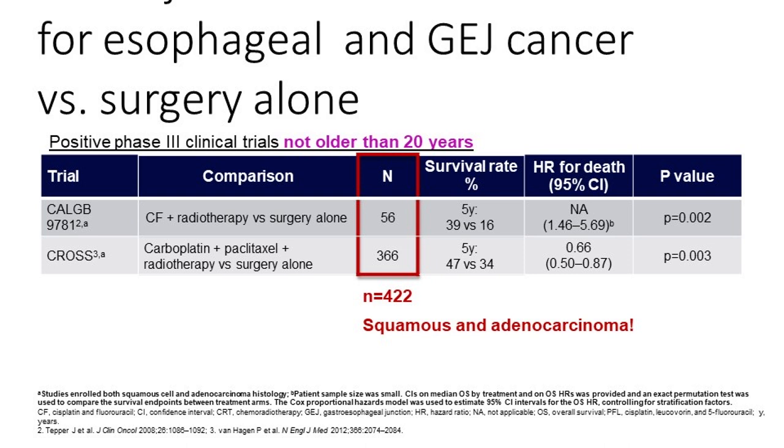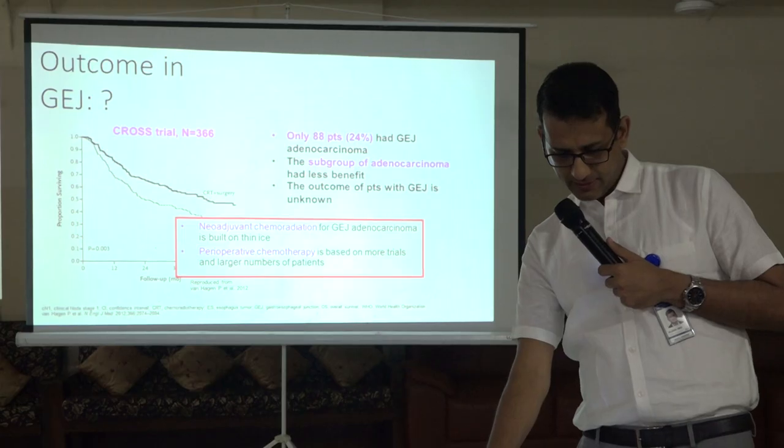Now, what is the data we have with radiation? The one important trial here is called the CROSS trial. This trial was chemoradiation followed by surgery versus surgery alone. And you see there is a similar difference. Now, this trial actually included both squamous and adenocarcinoma. Okay, and most of the benefit you see is probably due to squamous, right?